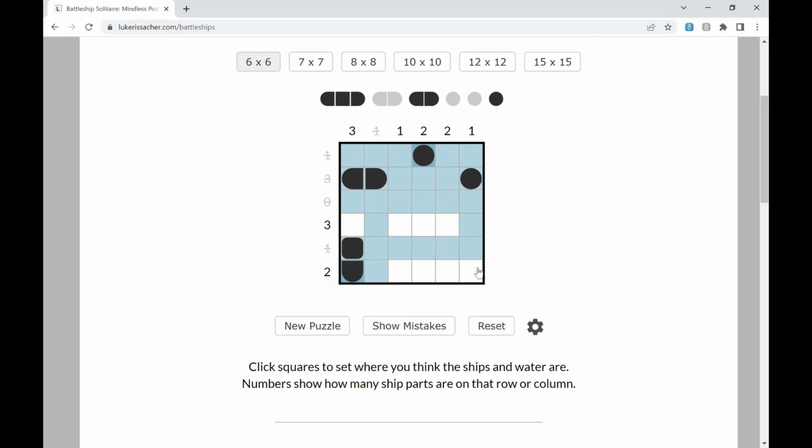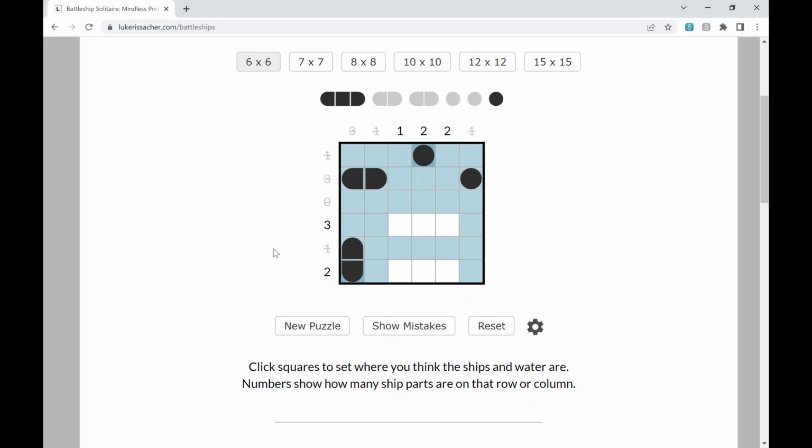So water, water. Where else can we do that? Let's look at this row here. This number up here, number 3, says there are 3 battleship segments in this column. 1, 2, 3. So therefore, this one must be water, because otherwise if we put a battleship segment here, you'll see what happens. Yeah, that means you've gone over the limit, so let's make this water. Okay, very nice. So we're almost finished now, aren't we?